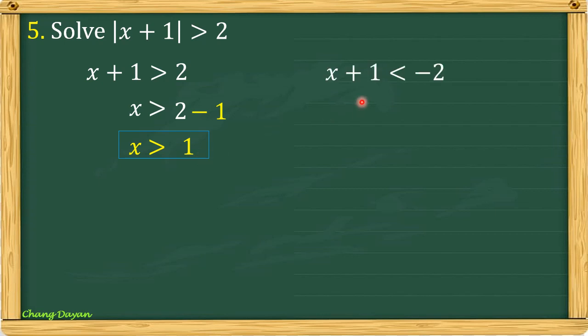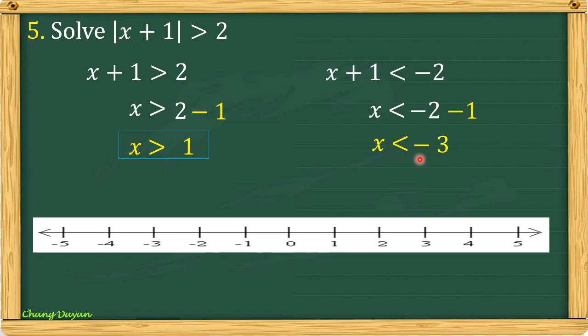And the other equation, we will get the inverse of greater than is less than, and then the inverse of positive 2 is negative 2. So, we have now x less than negative 2 minus 1. Then, x less than negative 2 minus 1 is negative 3. So, that is the other value of x. So, let us plot the point. X greater than 1 is here.